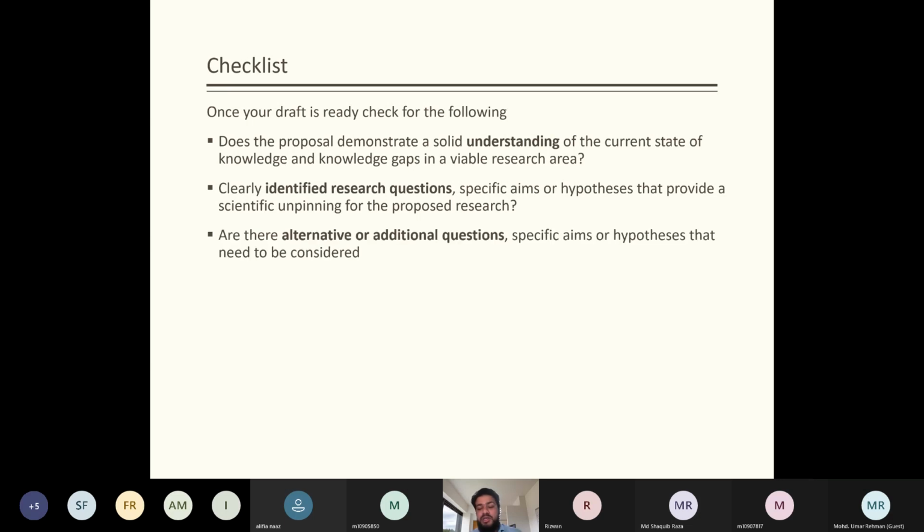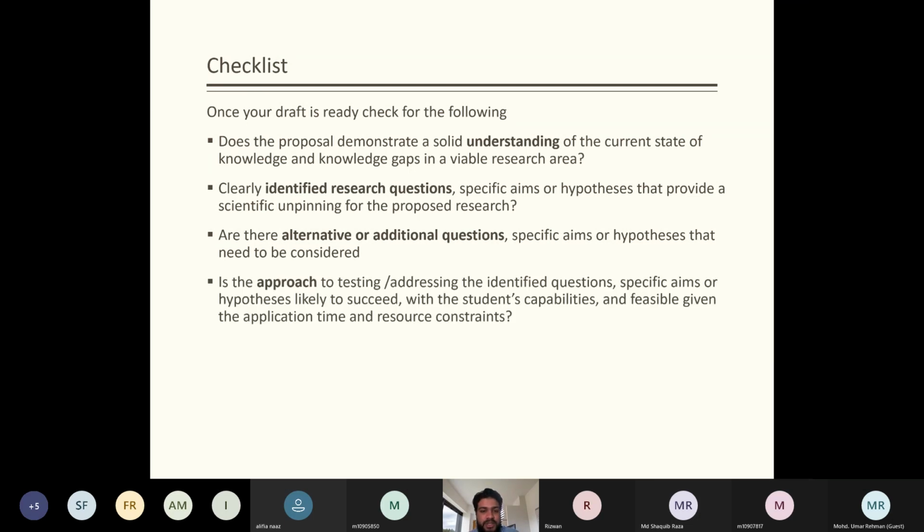Any alternative or additional question: make sure that your research questions are sufficient in themselves, so that nobody thinks you cannot answer this question without answering an additional question. You need to make sure that you address all the questions necessary for your research.